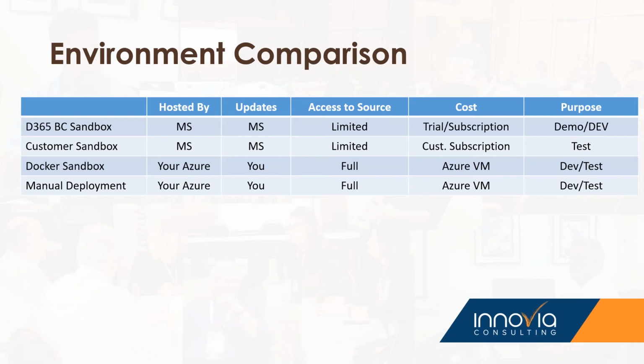And then the bottom two options here, the Docker Sandbox and the manual deployment. Both of those, you're going to have control over. So you can host them in your Azure, because of course we're always encouraging folks to move to Azure. But if you've got on-prem servers, you can do the manual deployment on an on-prem server. In these instances, because you're managing those, you manage the updates, so you've got a little bit more control over that.